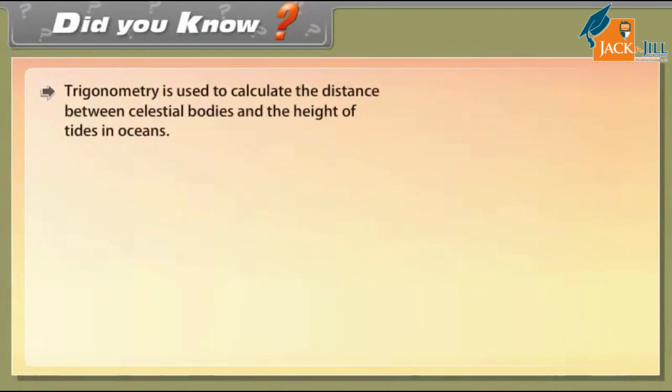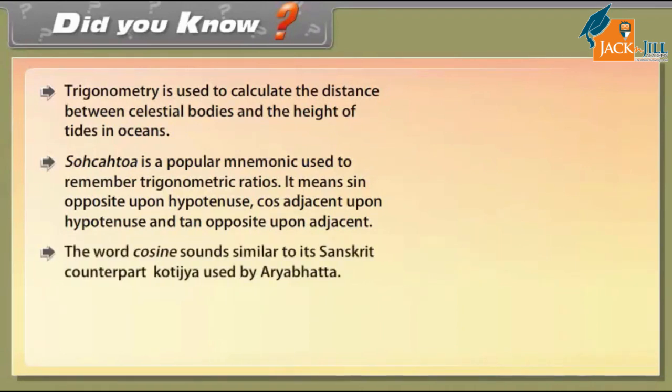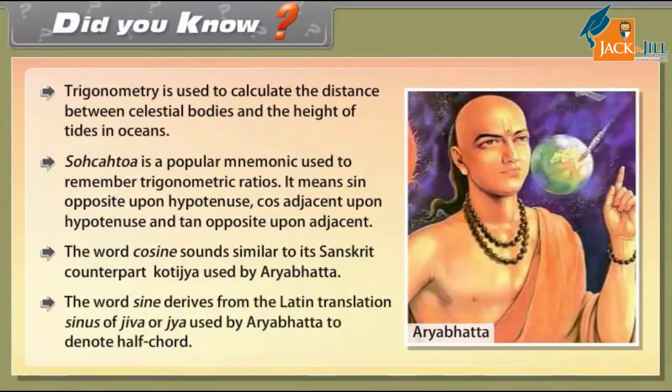Did you know? Trigonometry is used to calculate the distance between celestial bodies and the height of tides in oceans. SOH CAH TOA is a popular mnemonic used to remember trigonometric ratios. It means sine is opposite upon hypotenuse, cos is adjacent upon hypotenuse, and tan is opposite upon adjacent. The word cosine sounds similar to its Sanskrit counterpart, kotijya, used by Aryabhatta. The word sine derives from the Latin translation sinus of jiva or jya, used by Aryabhatta to denote half-chord.